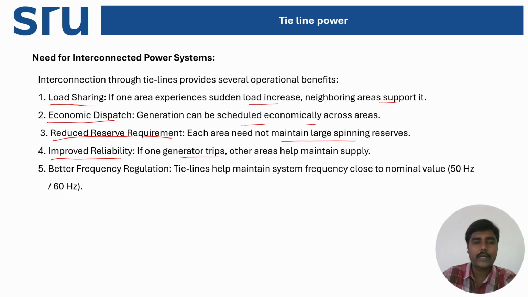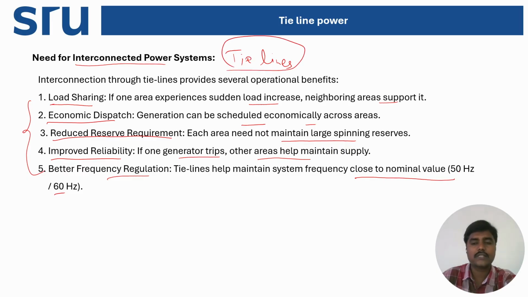If one generator trips in one area, the other areas can help by maintaining supply to the first area. And better frequency regulation. Tie lines can help maintain system frequency very close to the nominal value, that is 50 Hz in the Indian grid system or 60 Hz in the US grid system. So all these are the advantages we get whenever we have interconnection in the power system in the form of tie lines. Tie lines are very much essential to obtain all these benefits.